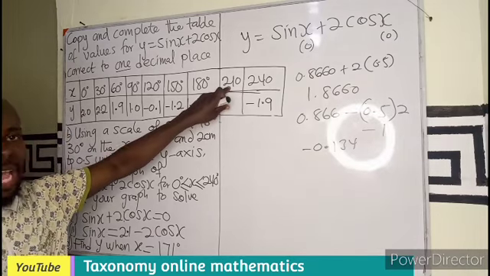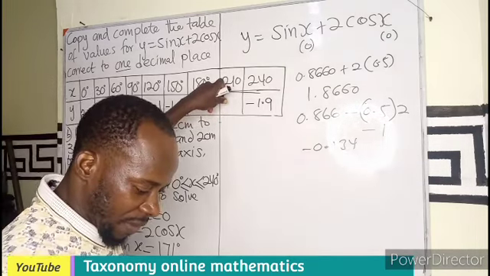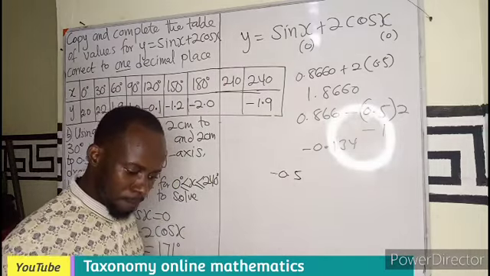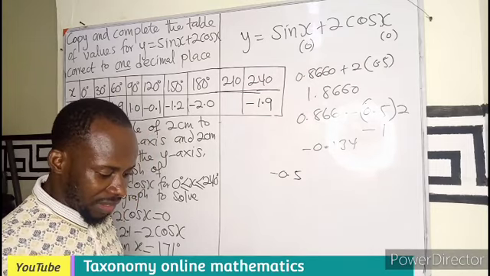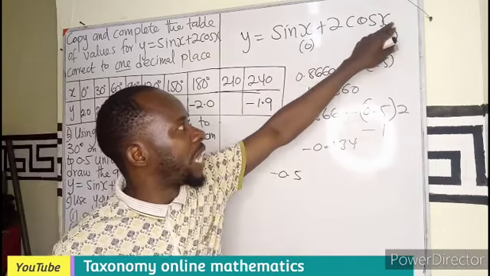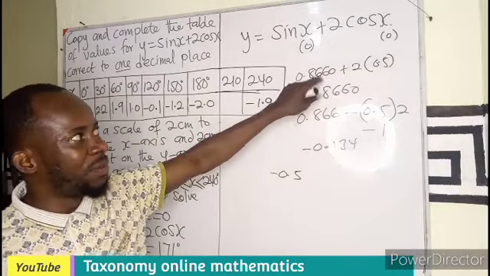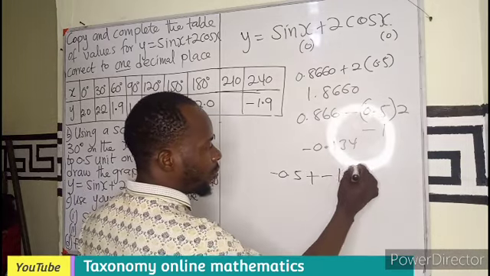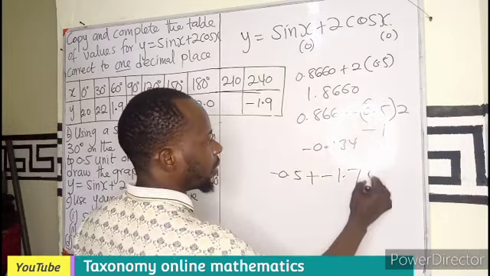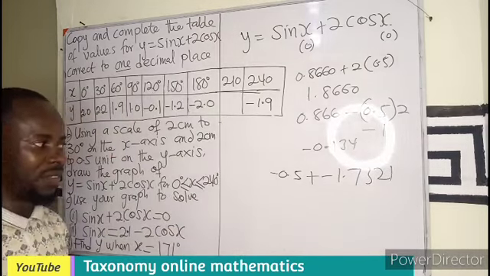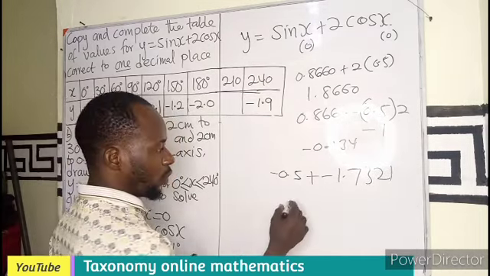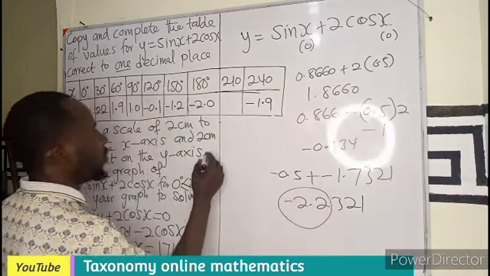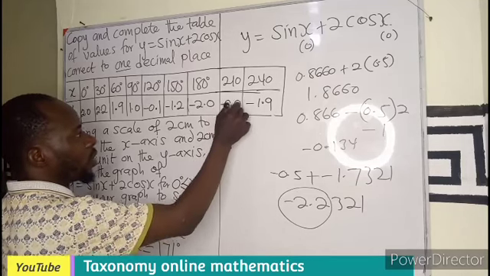Let's finish it up with 210. So if I have 210, sine 210 will be negative 0.5. Then cos 210 will also give you the same thing, but negative, multiplying by 2 will give us our negative 1.7321. So if you compute this, it comes to negative 2.2321. So obviously we are having negative 2.2.